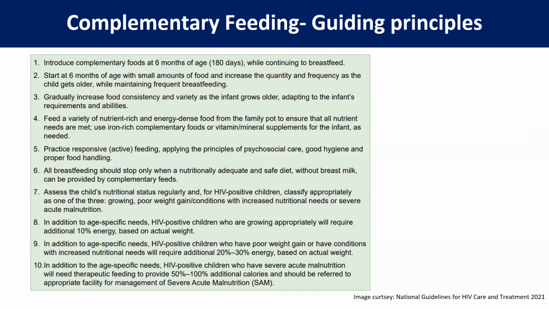One, they are growing well, or two, they are having poor weight gain or a condition with increased nutritional needs, or three, severe acute malnutrition, and you need to address their situation accordingly. In addition to age-specific needs, children who are growing appropriately require an additional 10%. If they have any symptoms of HIV, then they need around 20 to 30% extra. If they are having severe acute malnutrition, then they may need around 50 to 100% extra calories over and above their age-specific needs.